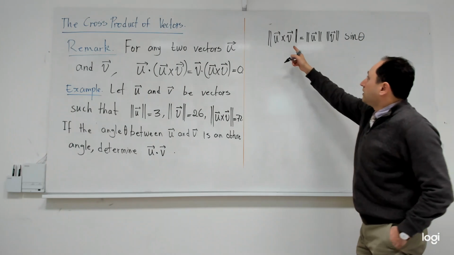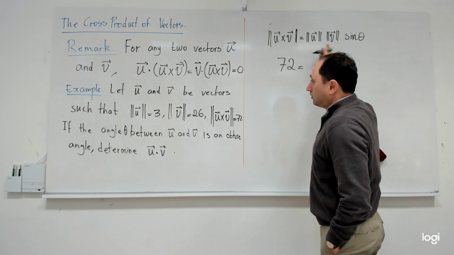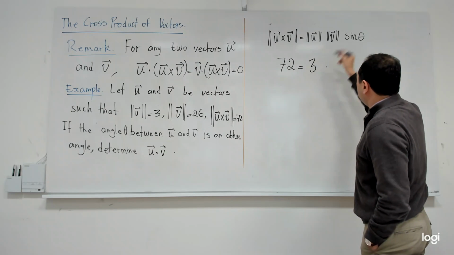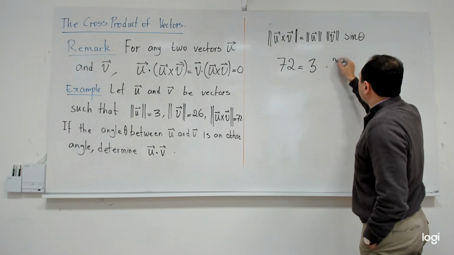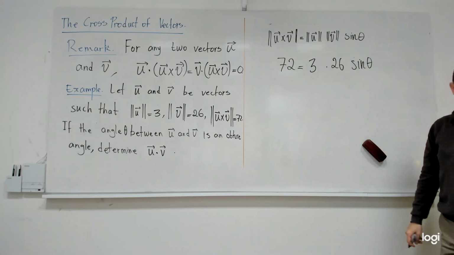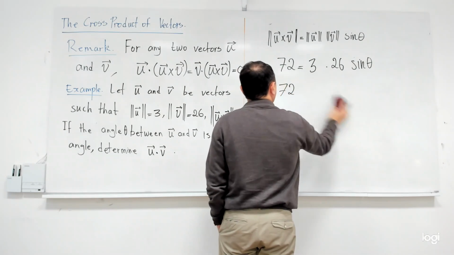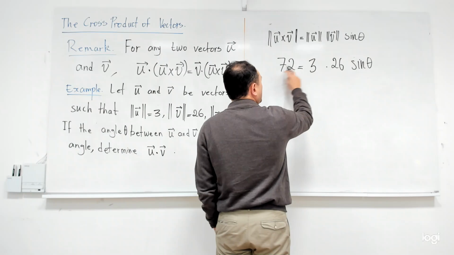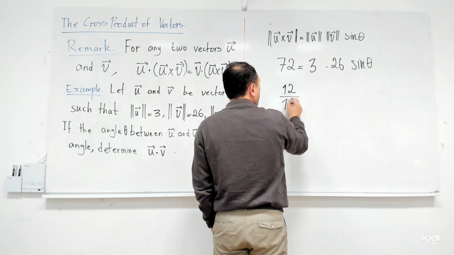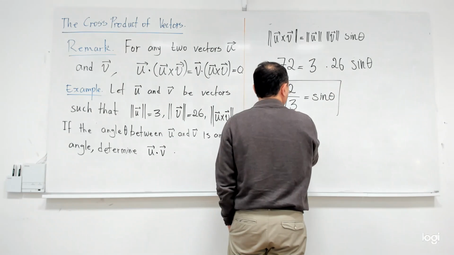Okay? So then this one is given. These are also given. So among the numbers, let me put this: 3, 26, and then sine theta is missing. Agree? Then it means sine theta is 72 over that product. I can divide it in my head: 72 by 3 is 24. 24 divided by 26 becomes 12 over 13. So this is the sine of my angle.